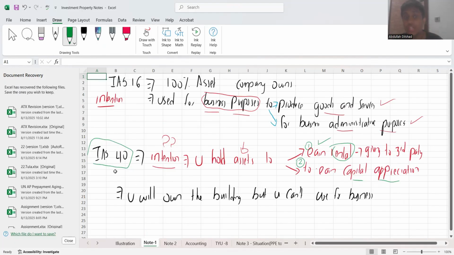Then you need to use this standard called IAS 40. You will own the building, but you cannot use it for business. Obviously, when you give it out on rent, it will be given to a third party, and he will be using it for his own business purposes and not for your business. So that is what you need to know.